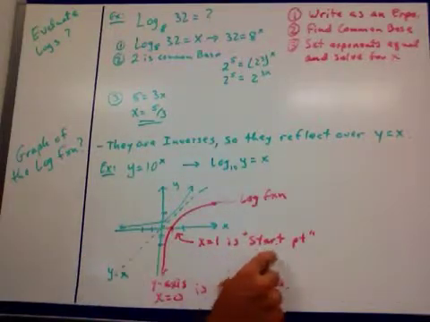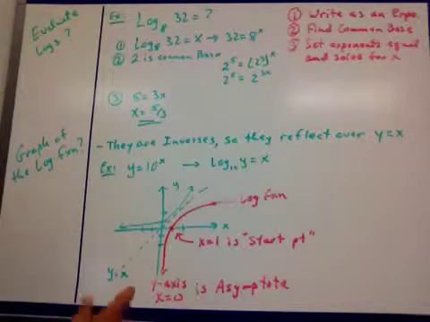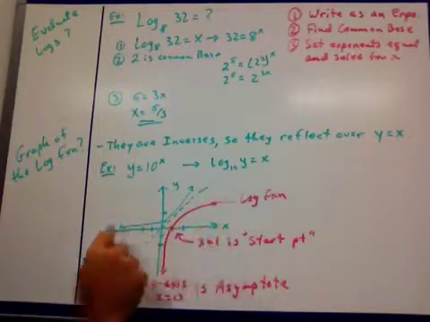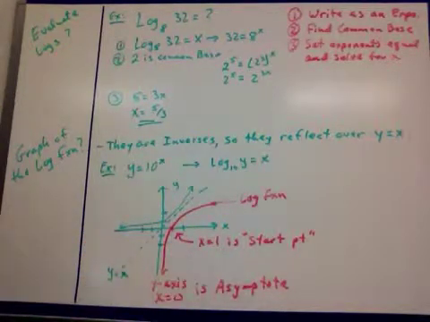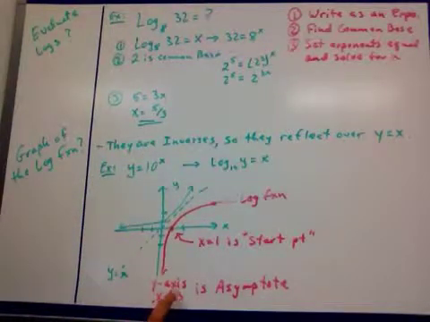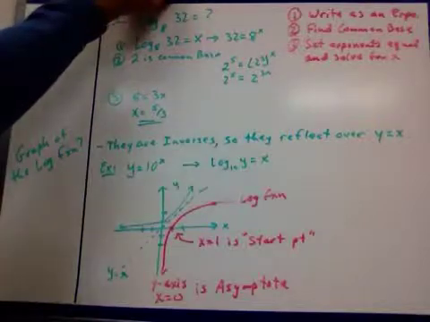X equal to 1 is our start point. Okay, from where we're going to move our graph. When we talked about exponential functions, y equal to 0, or the x-axis was the asymptote. Switch it now. Flip the x and the y. Now the y-axis, or x equals 0, is our asymptote. We're going to get ever so close to that, but never touch it. Okay? Let's look at that graph.